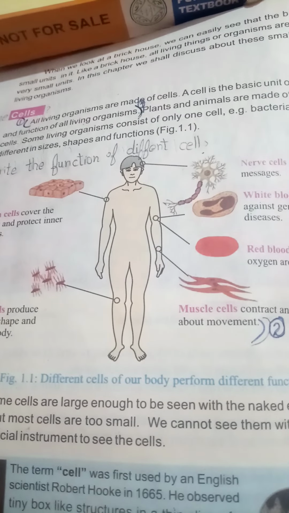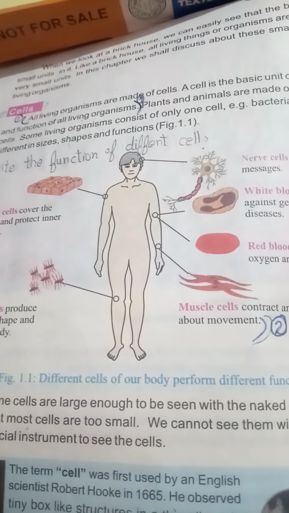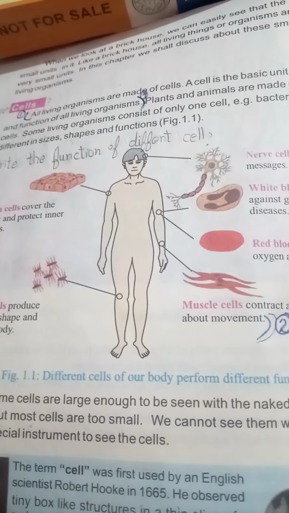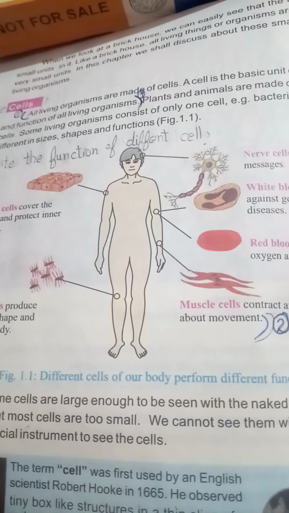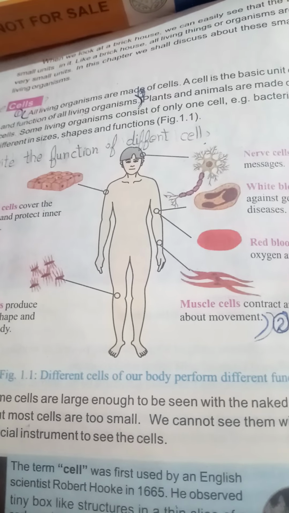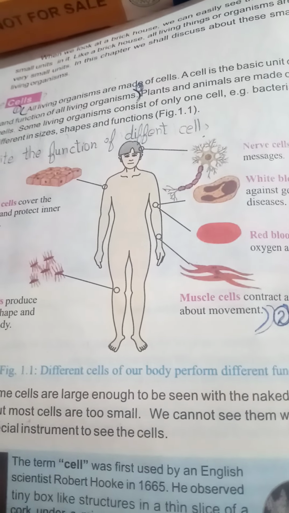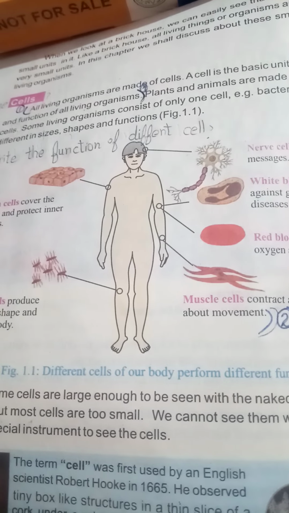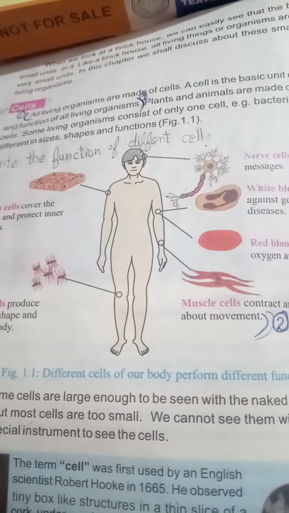Cells. All living organisms are made of cells. A cell is the basic unit of structure and function of all living organisms. Plants and animals are made of trillions of cells. Some living organisms consist of only one cell, for example, bacteria. Cells are different in sizes, shapes, and functions.